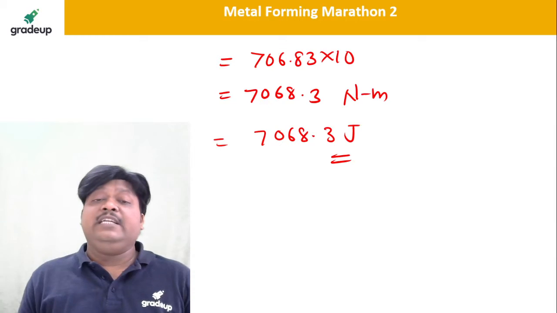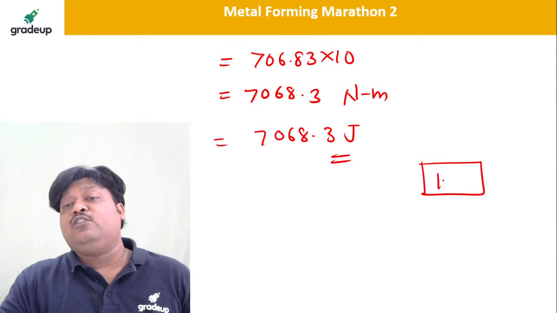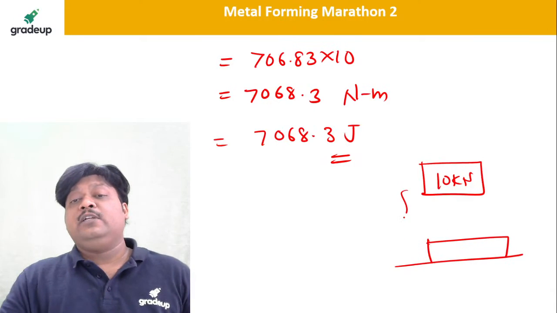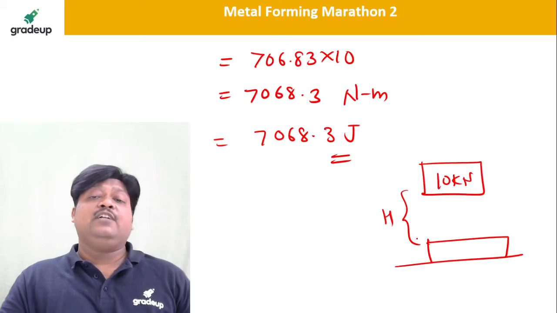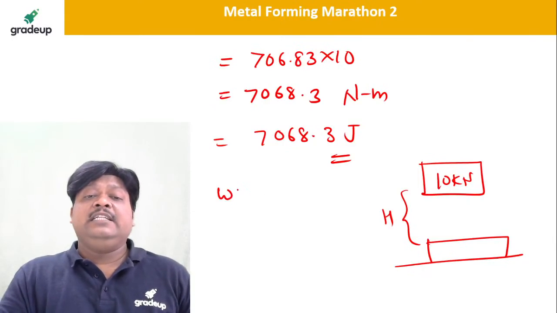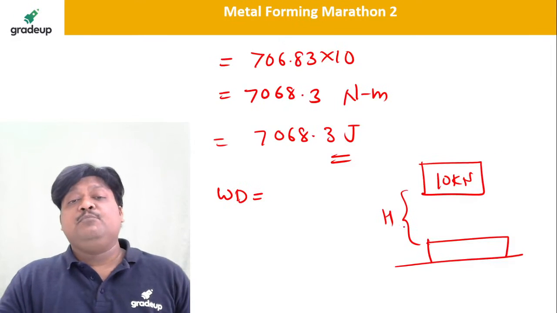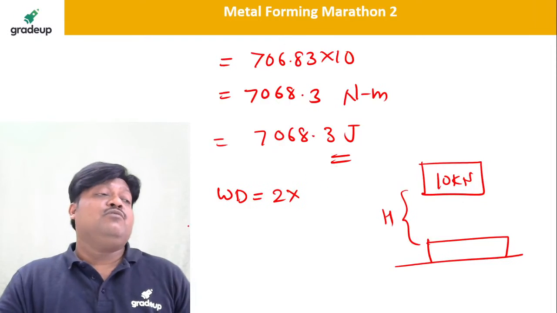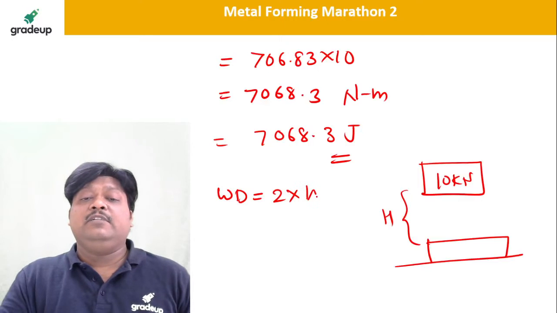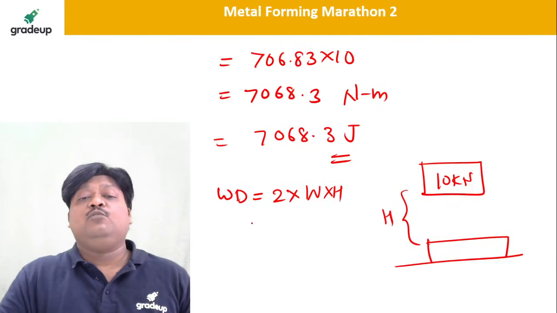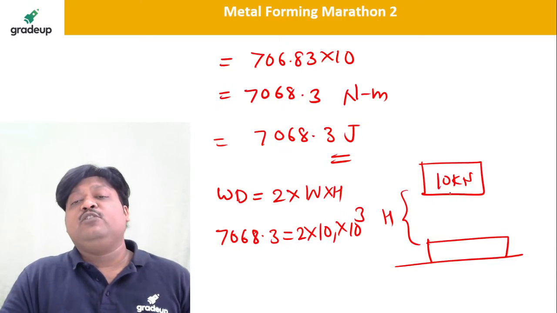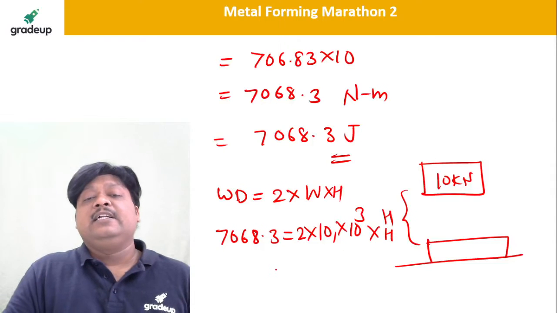Very nice. Now, if a 10 kilonewton drop hammer is used to do the same work, this is the height of fall. Tell me how to get the height of fall. We know that the work done in this case, because there is an impact load, we have to multiply by 2 times the weight of the hammer W into height. So work done here is 7068.3 equal to 2 into 10 into 10 to the power 3, because it is kilonewton, into height h. Tell me how much height.